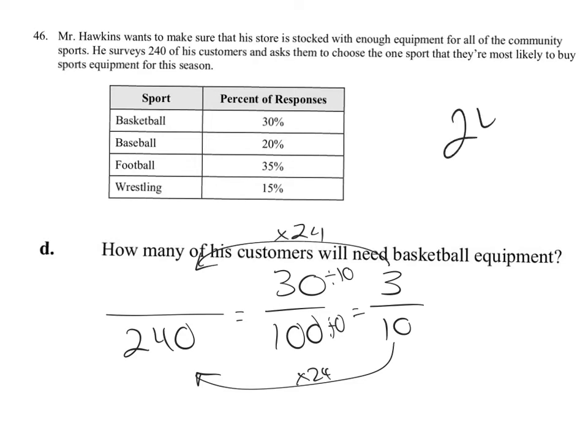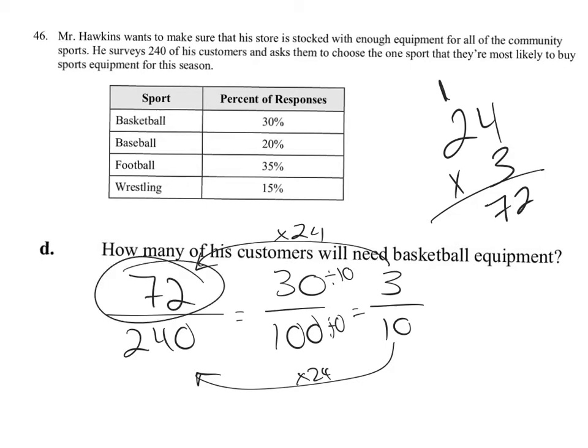So you have several different methods for solving all these percents problems, and I know it can get overwhelming. So you just need to choose which one works best for you and stick with it. So I multiplied the 24 times 3 and I got 72 for the answer for basketball.